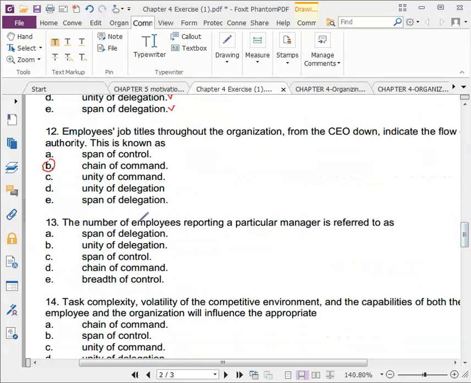So number 13, the number of employees reporting to a particular manager is referred to as what? Which one is the correct answer if all employees report to one manager? Is it span of delegation, unity of delegation, span of control? Chain of command, of course not. Chain of command is the flow of authority. Breadth of control, of course not. So which one? Delegation. Okay, it's about reporting, not delegation. So the correct answer is span of control.